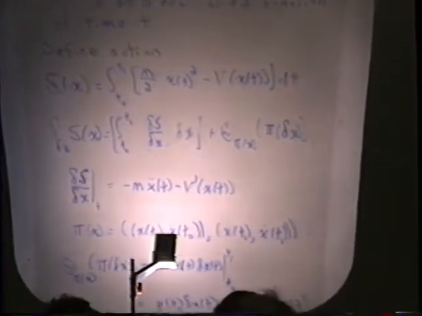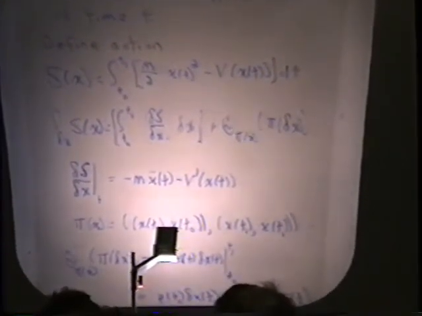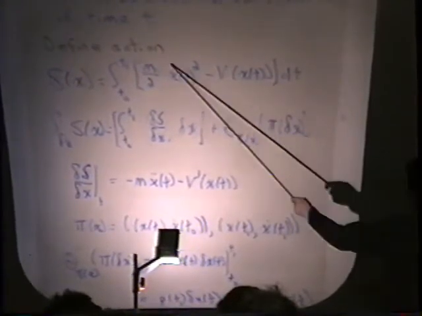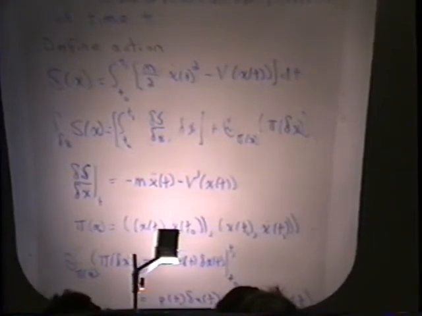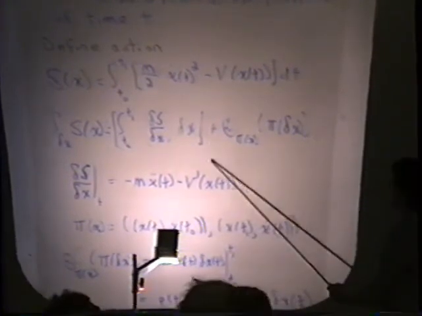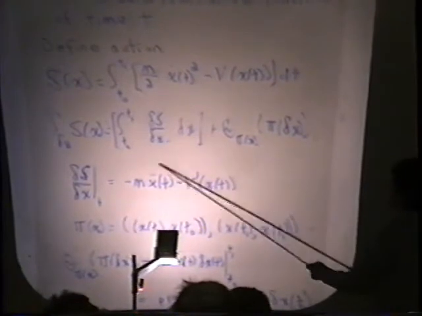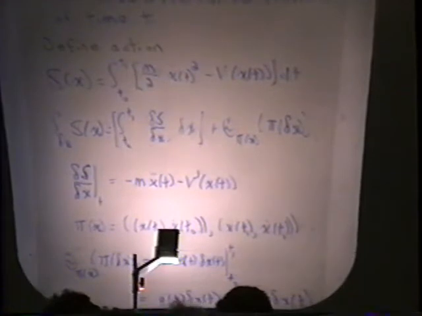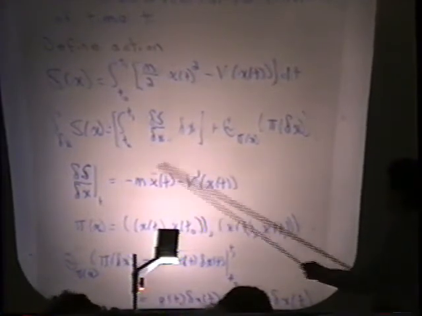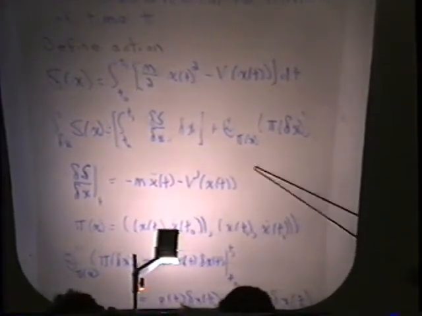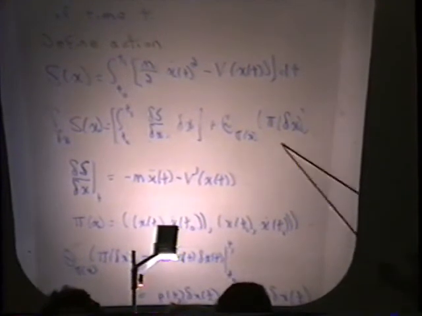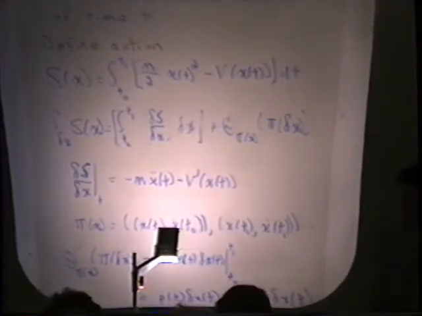If you vary delta x, you'll have a delta x dot here and a delta x here. And we can integrate by parts to get the time derivative off the delta x. So when we integrate by parts, we can write this variation as a piece which is an integral over time, where the integrand is just given by this object. Setting this equal to 0 is the so-called equation of motion. This is just Newton's equation. And then we also get a boundary term because we did the integration by parts.